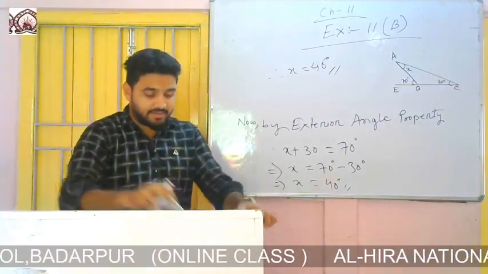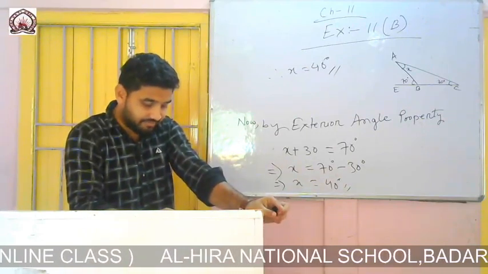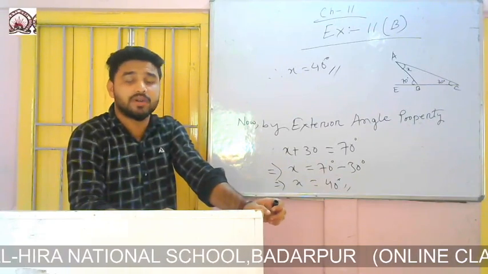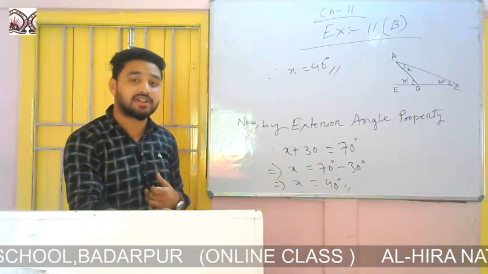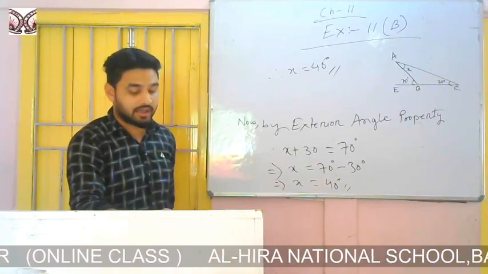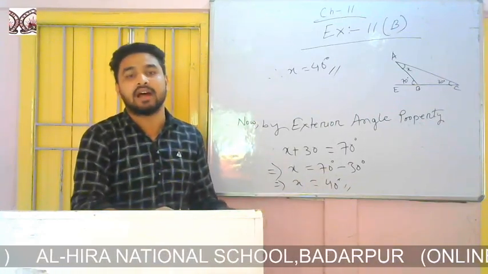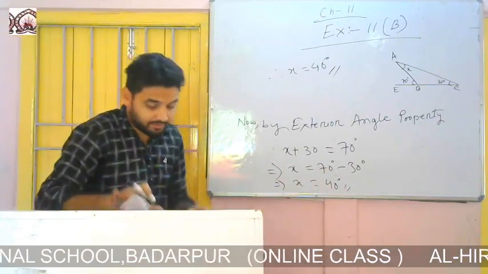Now come to question number B. You see question number B, it is given angle M equals 35 degrees, angle N equals 50 degrees. Now I have to find the exterior angle. Earlier the exterior angle was given and we had to find the interior angle. Here both the two interior angles are given, we have to find the exterior angle. So let me draw the figure.